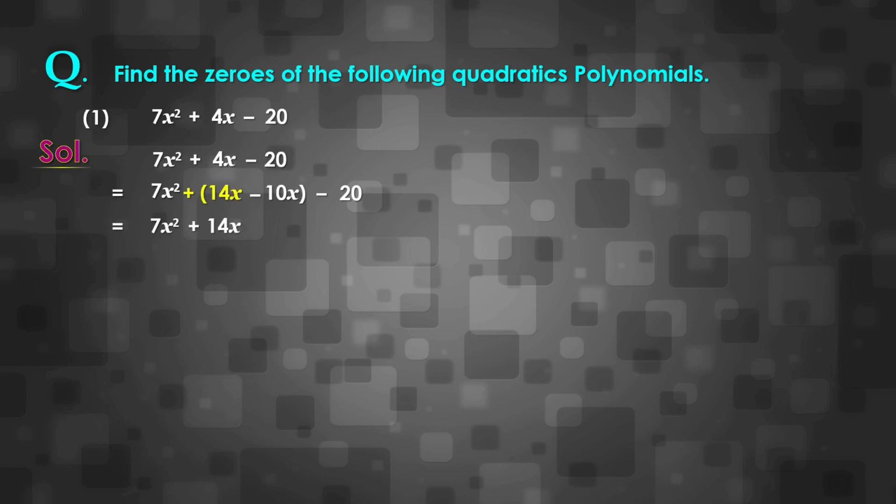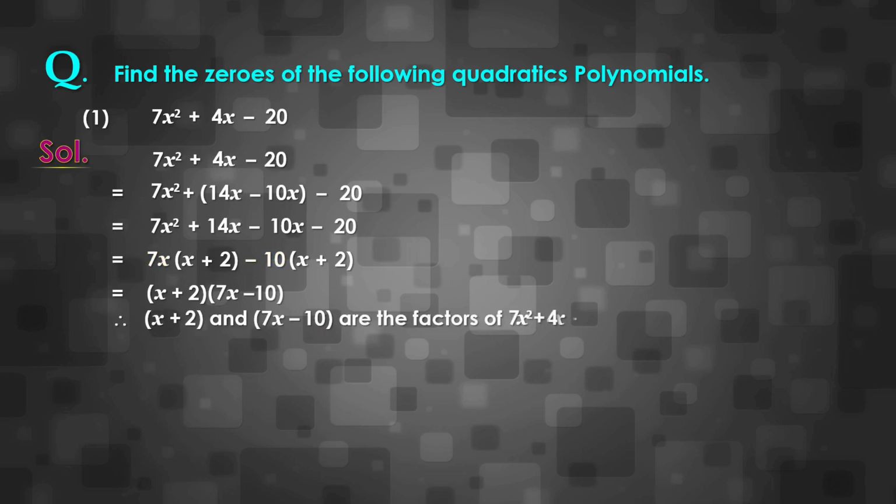Now we group the terms. From the first two terms, we take 7x common. This gives 7x multiplied by x plus 2. From the next two terms, we take negative 10 common. This gives negative 10 multiplied by x plus 2. Now we take x plus 2 common. So we get x plus 2 multiplied by 7x minus 10. Therefore, x plus 2 and 7x minus 10 are the factors.